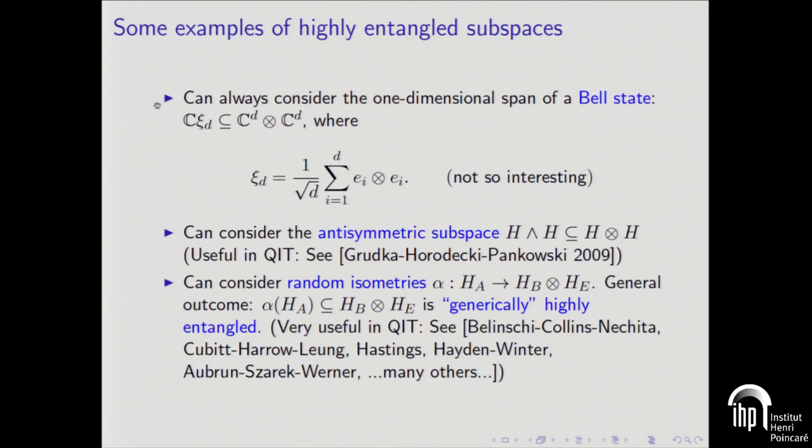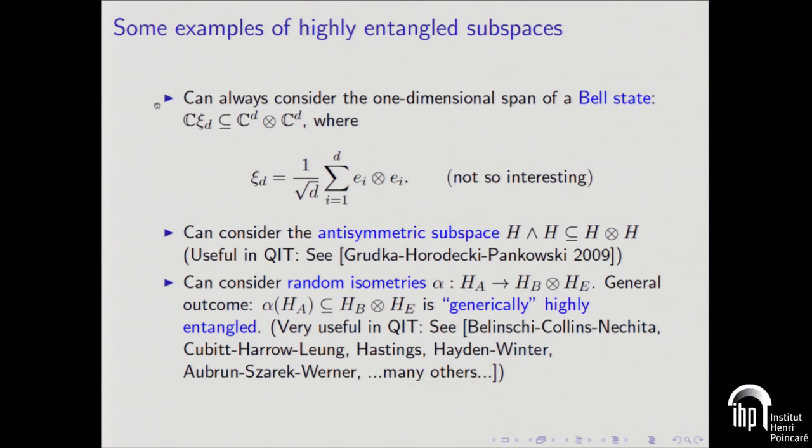One such natural example is this well-known anti-symmetric subspace. If you take a tensor product and you look at all the space spanned by the anti-symmetric tensors, this is, of course, kind of a famous example in quantum information theory related to questions around minimal output p-Renyi entropy violations. And another sort of situation one can consider, which is, I guess, probably arguably the most fruitful, is to look at random subspaces.